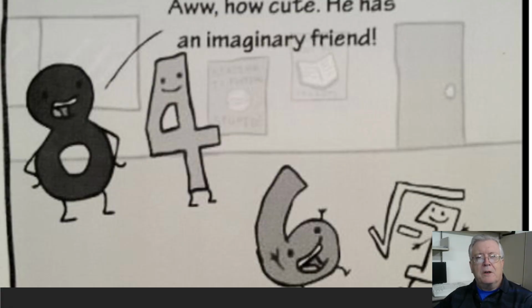Here's another cartoon. Here's the mom and dad saying, "Oh, look how cute. He has an imaginary friend." P.S. Square root of -1 is imaginary.